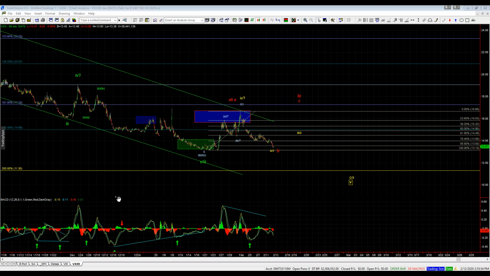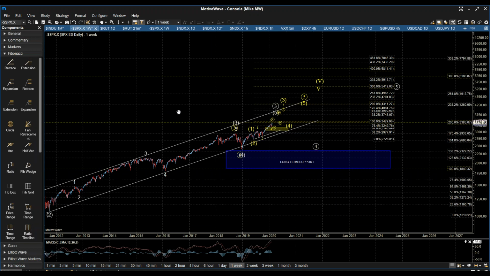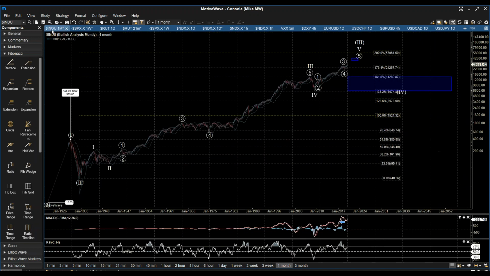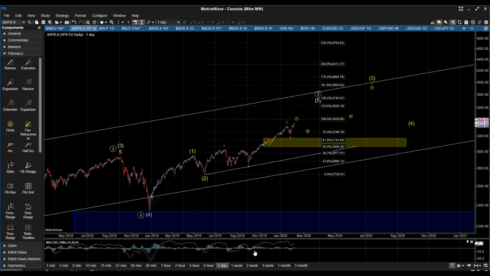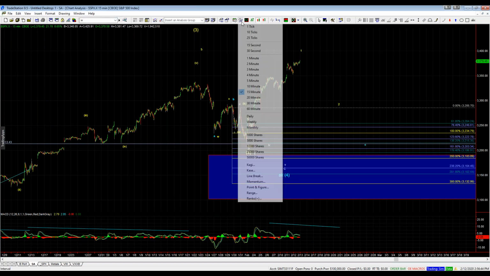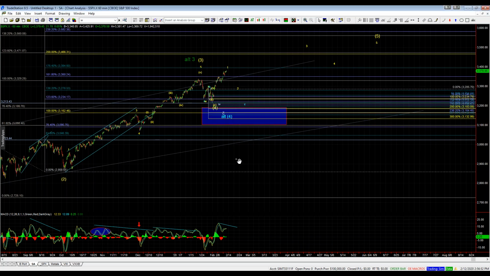Okay, so there's a difference between support and targets. Let me go back to this larger chart here. Let's see what I can do here. Let me find a chart that has some support levels from the past on there. Okay, this is a good one. So there's a difference between support and targets.